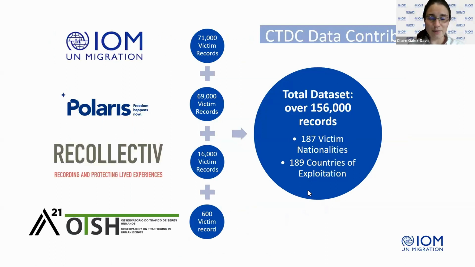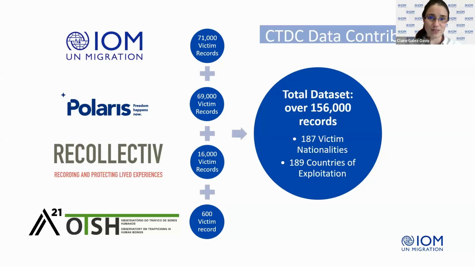So as I was saying, IOM is not the only CTDC contributor. We also work with Polaris, which is a US trafficking hotline, and Recollective, which used to be called Liberty Shared, and was providing case management services to NGOs, at first in Southeast Asia, and now they've expanded. These were the two most ancient partners, the two foundational partners. Since then, we've also welcomed A21, which is an NGO, and also the Portuguese Observatory of Trafficking in Human Beings, our first government partner. So with all these partners, we now have a data set of over 156,000 records, including 187 victim nationalities and 189 countries of exploitation.